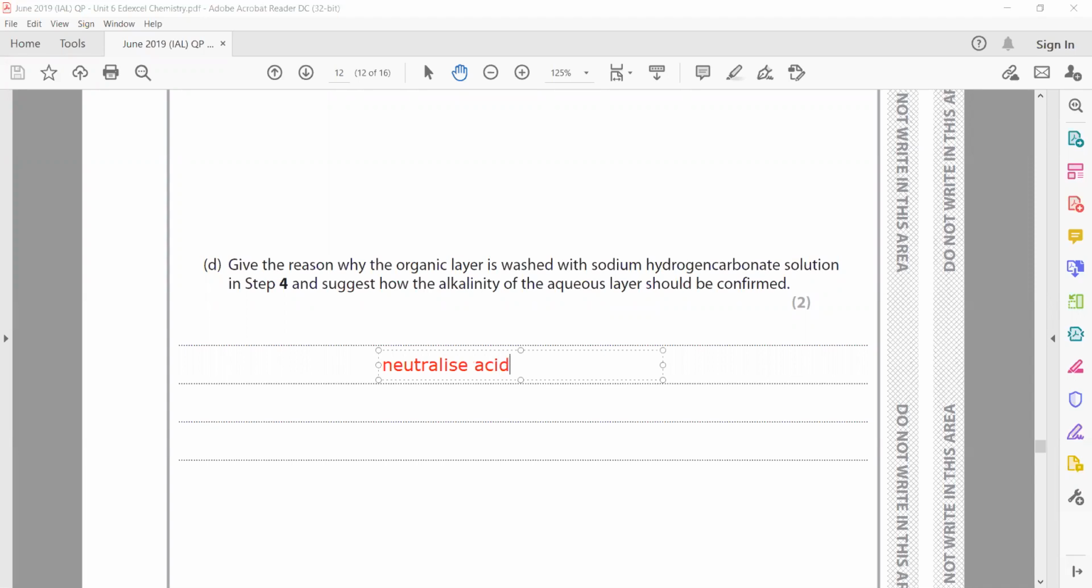And how can we test? We can use an indicator to check the presence of, or make sure that, the solution is alkaline.